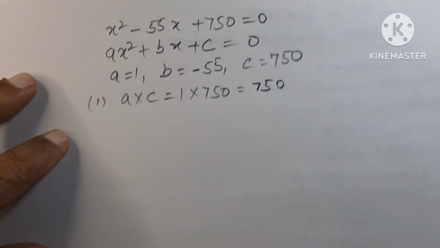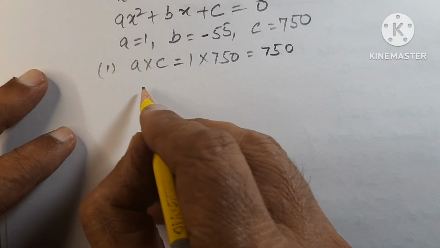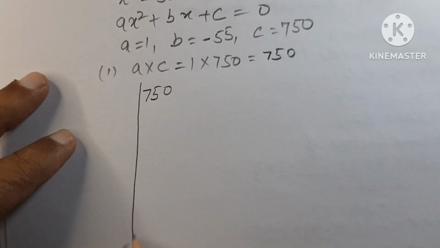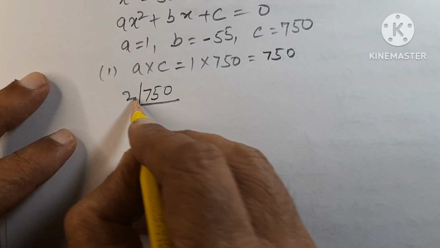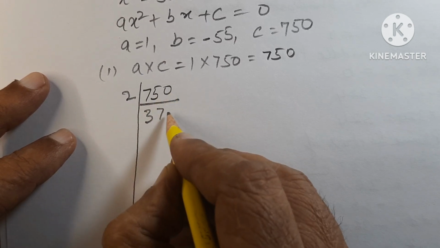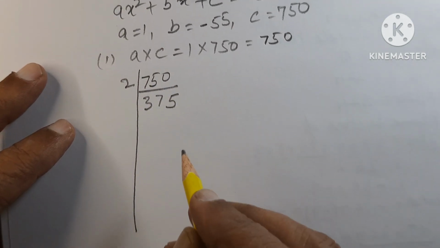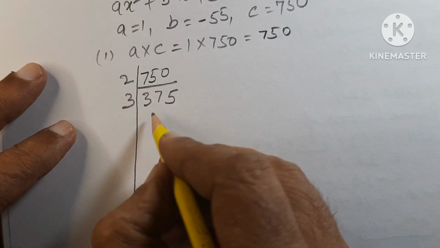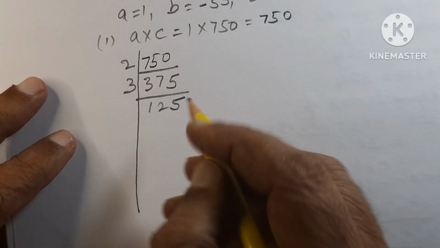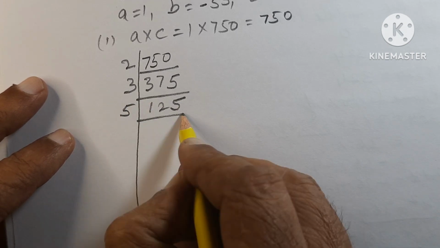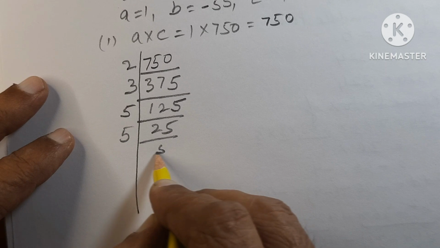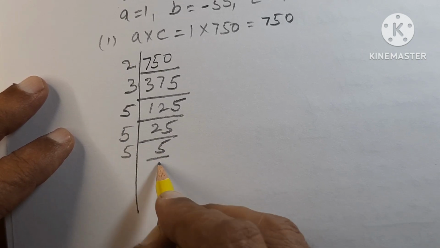Now we'll find the prime factors of 750. It will go by 2, 375. Now it will go by 3, 125. It will go by 5, 25. It will go by 5. It is 5, 5 and 1.